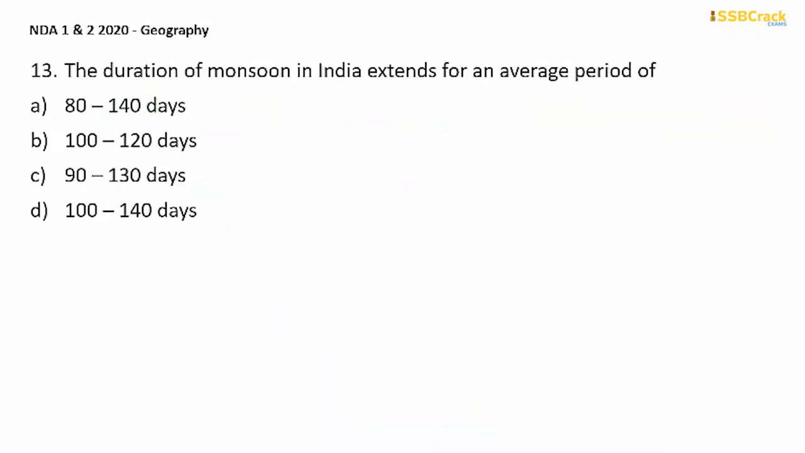Moving on to our next question. The duration of monsoon in India extends for an average period of, you have options as 80 to 140 days, 100 to 120 days, 90 to 130 days, and 100 to 140 days.